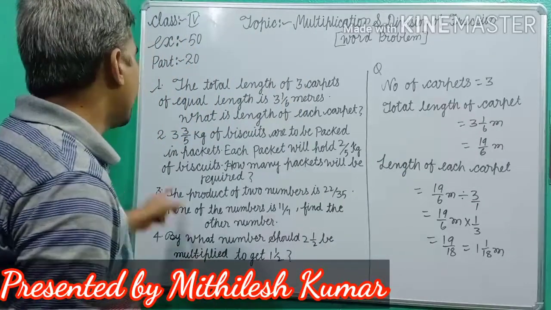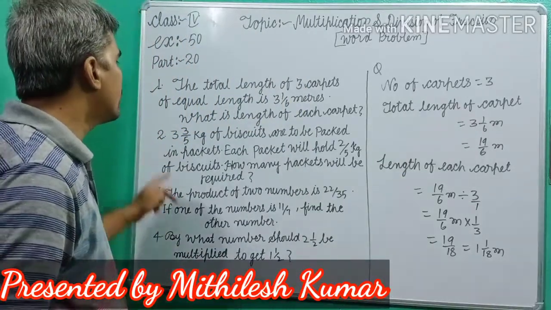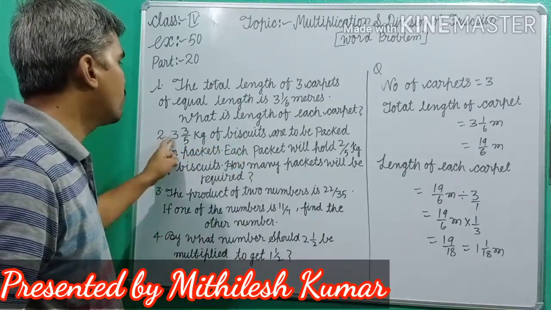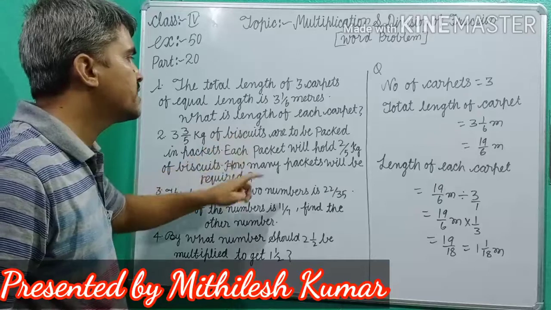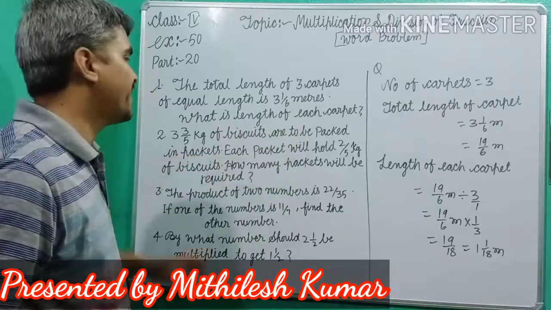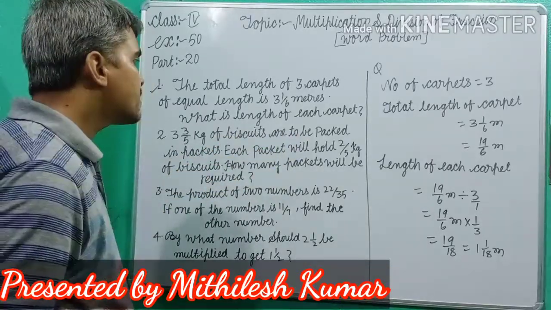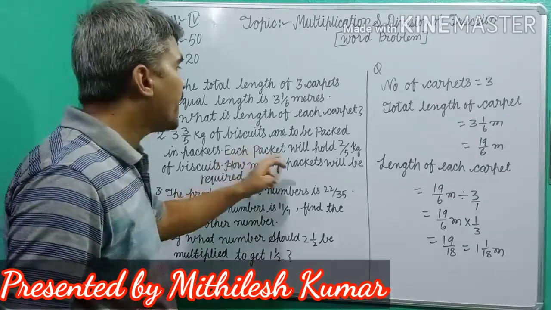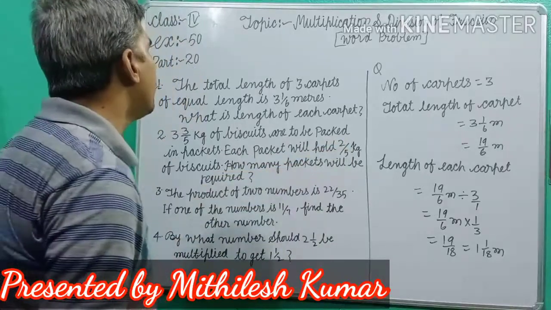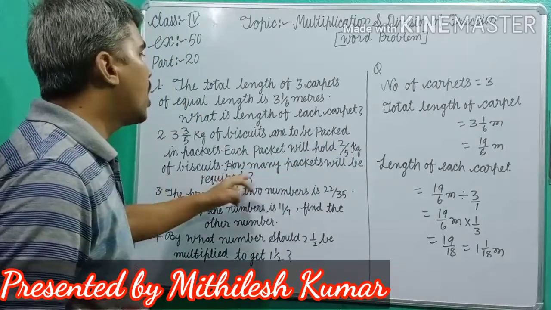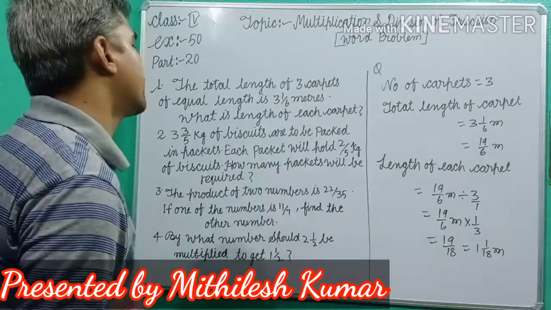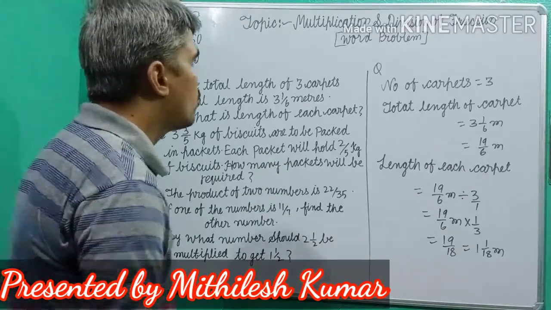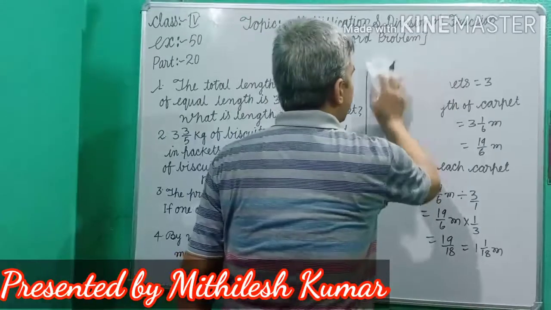Now second question, I read: 3 and 3/5 kg of biscuits are to be packed in packets. That means the weight of biscuits, and each packet will hold 2 by 5 kg of biscuits. How many packets will be required? Now let us start the second question.